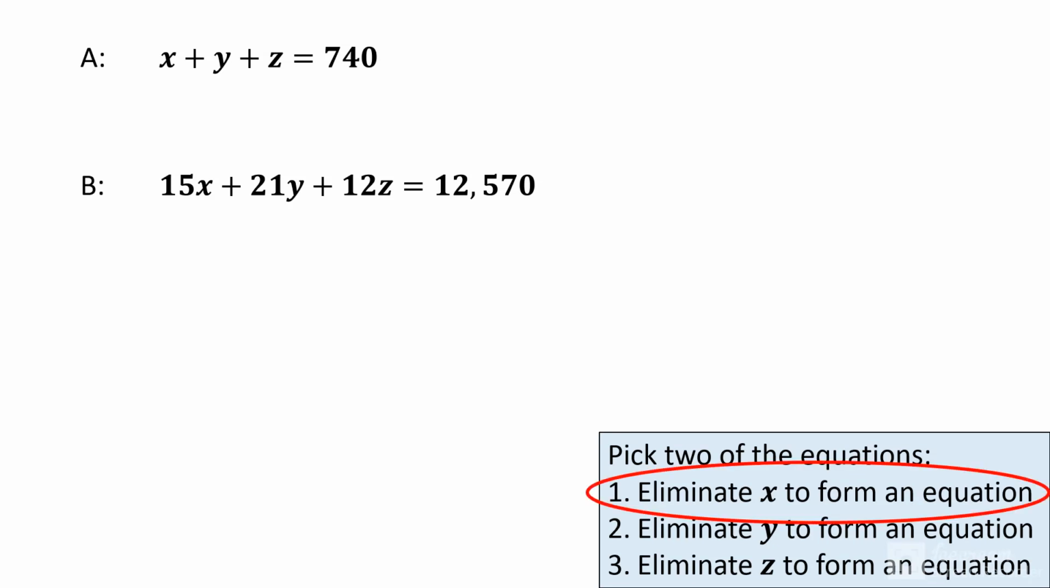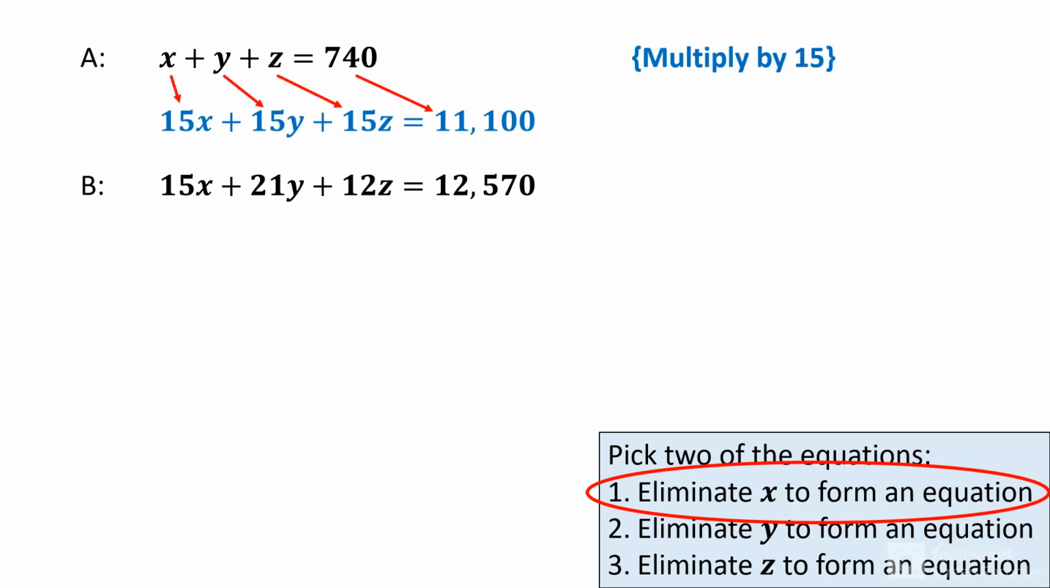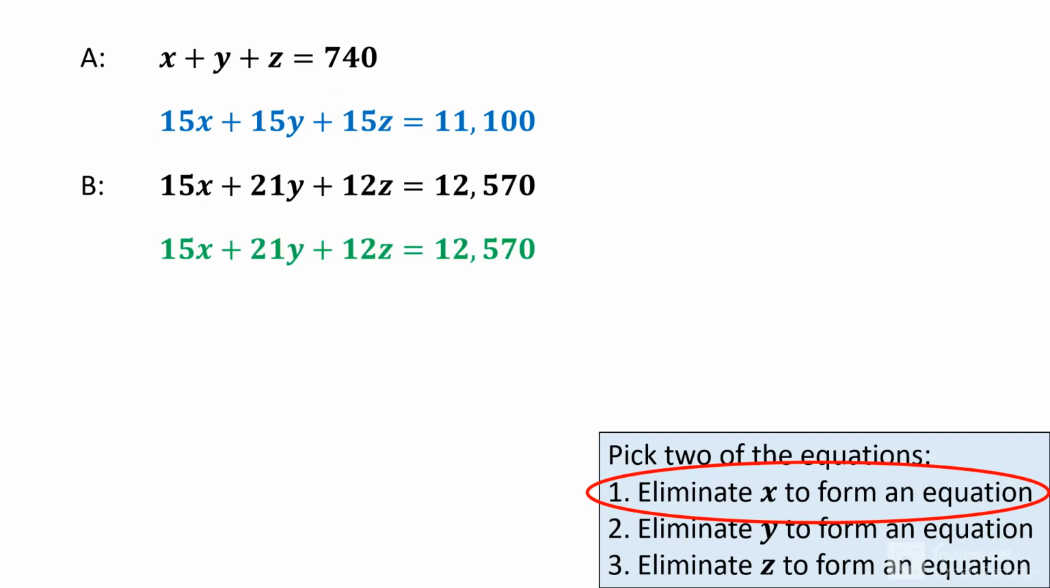We're going to start off by eliminating x. So once again, let's do our algebra. Multiply everything in A by 15. Write down equation B and do our subtraction. The 15x's eliminate. Now I'm going to go bottom equation, subtract the top. So 21y minus 15y is 6y. 12z subtract 15z is minus 3z. And 12,570 take away 11,100 gives us 1,470. Now we're going to call this equation F.